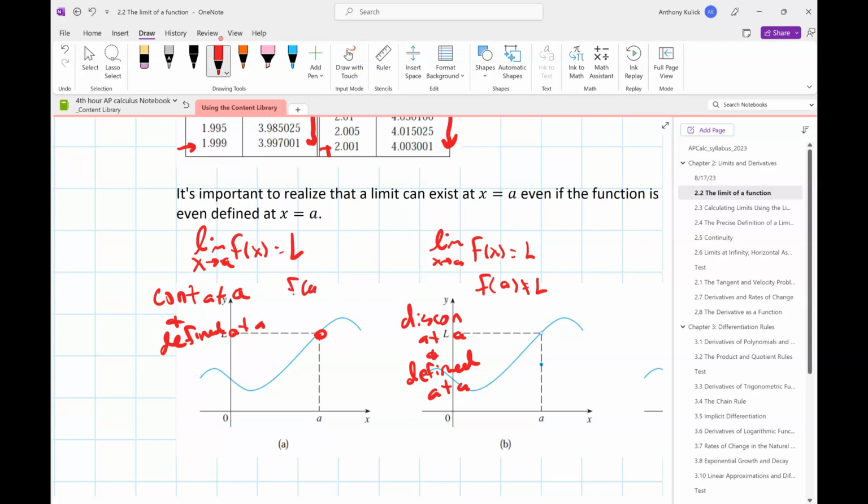Yes, Chanel? So for the first graph, how come for the limit f of x is equal to L, it would not be x is equal to A? Because isn't it at one point?